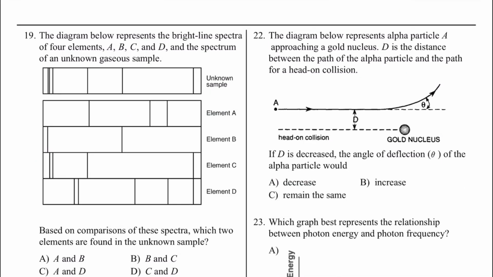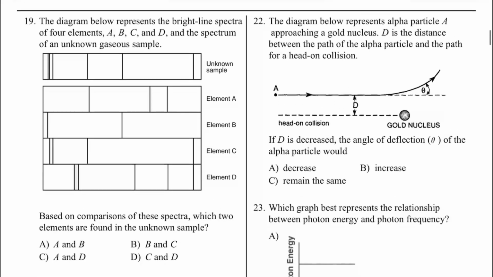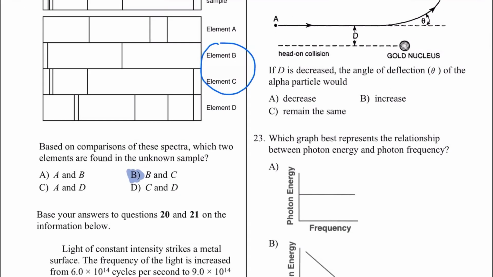19. The diagram below represents the bright line spectra of 4 elements A, B, C, and D, and the spectrum of an unknown gaseous sample. Based on comparisons of these spectra, which 2 elements are found in the unknown sample? So this is really easy. You just look at the lines of each element and see which ones match with the lines of the unknown sample, and the ones that match are B and C. So the answer is going to be choice B.